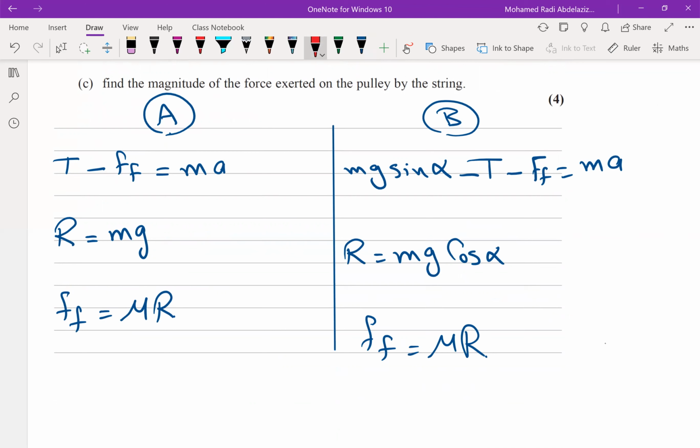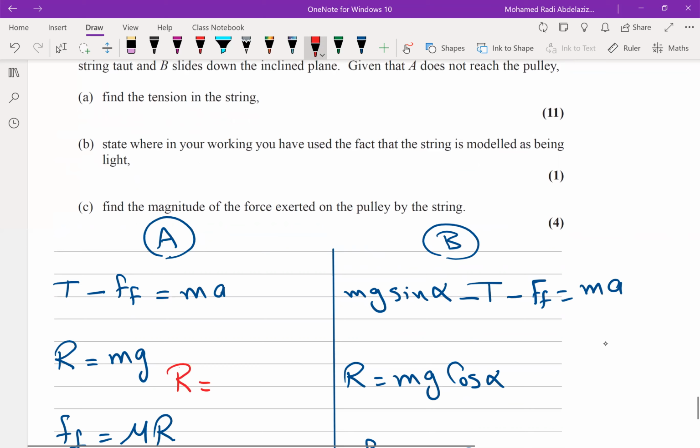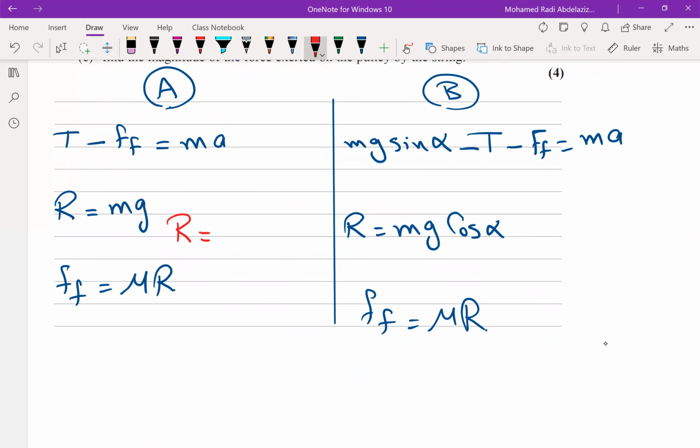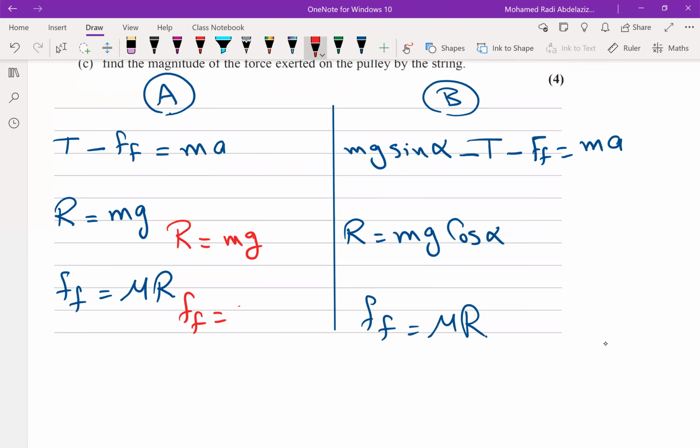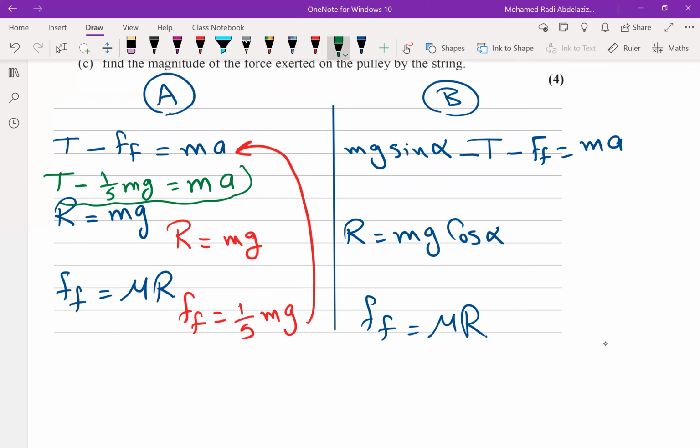Let's start now to substitute in each equation. Back again to particle A. If we start from this equation, we find R is mg, since the mass is m. So m times g is the final answer. Go for the frictional force: mu, the coefficient of friction, is 1/5, so 1/5 mg. Now substitute in this equation: tension minus frictional force, which is 1/5 mg, is equal to m times a. Now leave this equation.